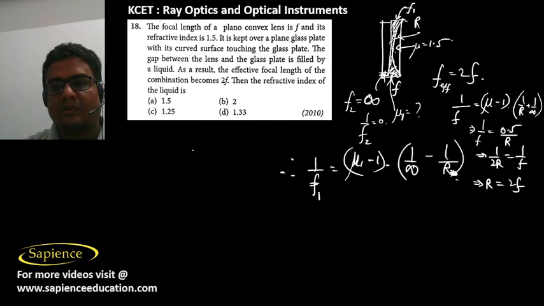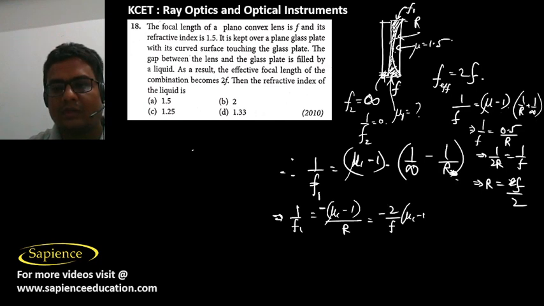1 by 2r is f. So 2r is equal to f, so r is equal to f by 2. It means that 1 by f1 will be equal to mu1 minus 1 minus 1 by r. 1 by r means it is 2 by f. So it is minus 2 by f into mu1 minus 1.